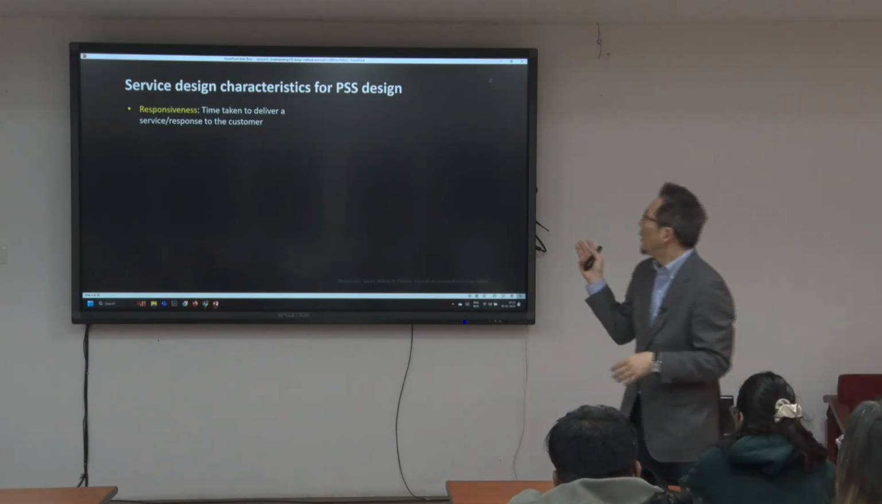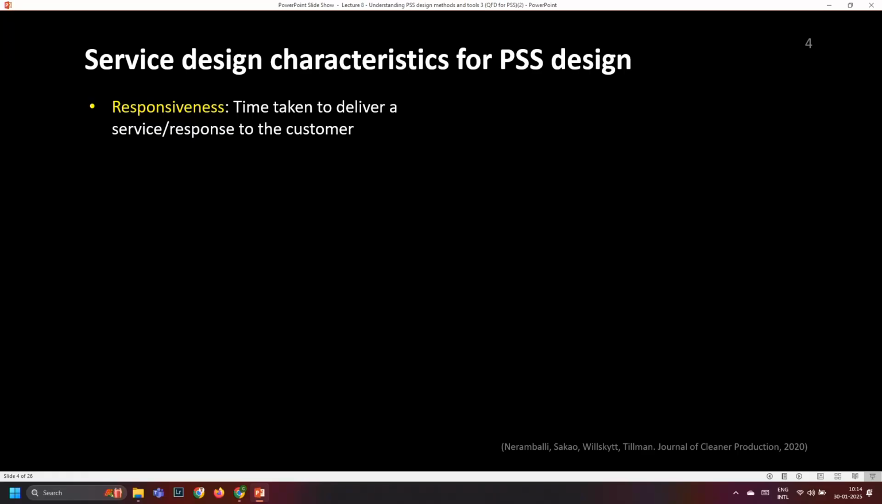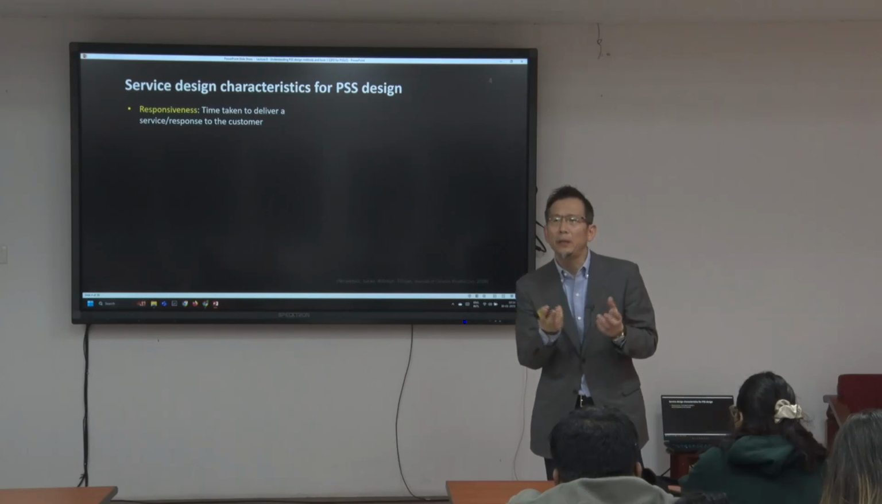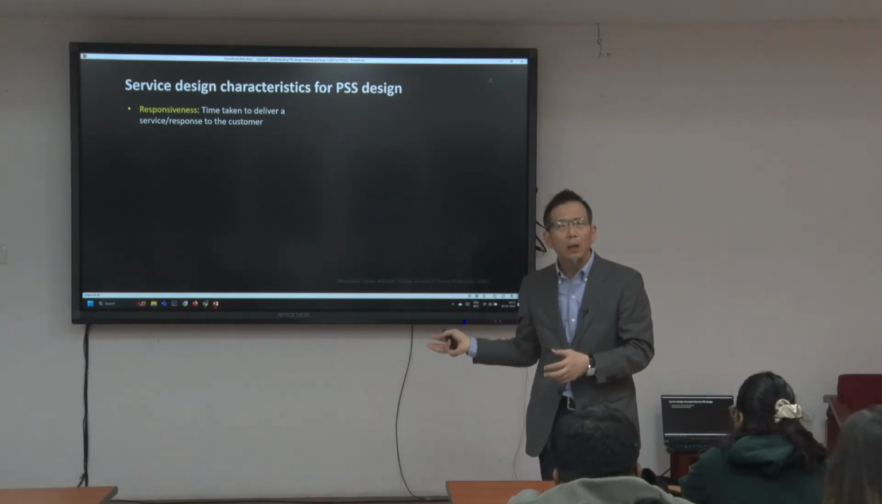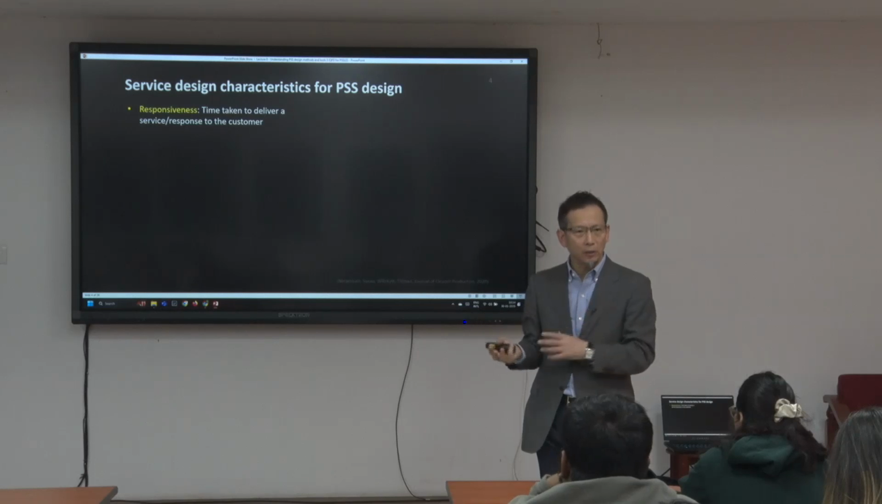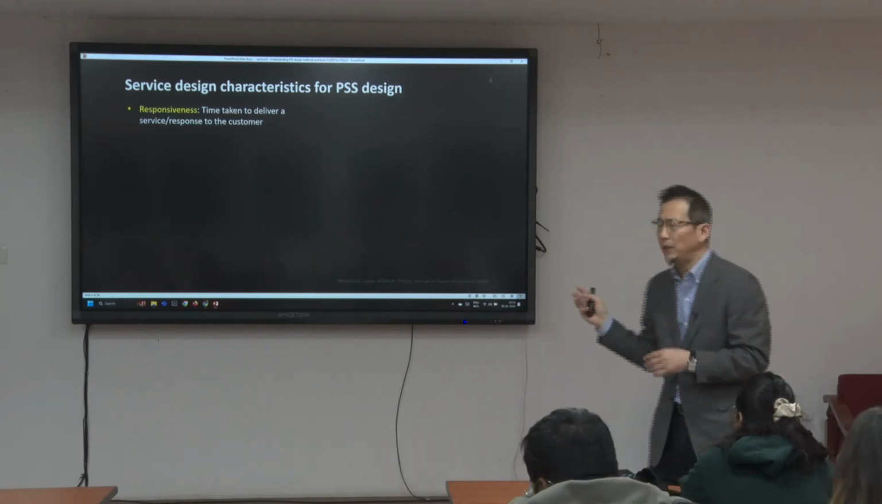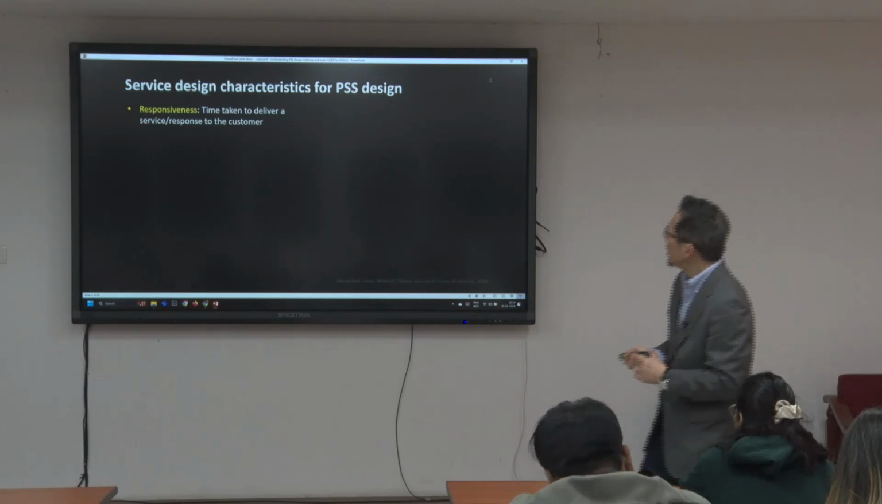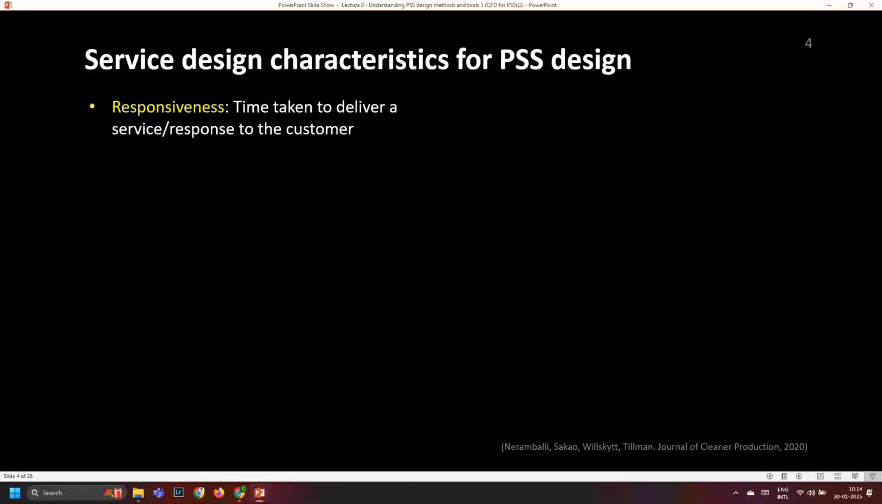But let's think about what are the possible design parameters. In this slide, you will see 6 or 7 categories for such design parameters for a service. But this slide doesn't mean that these are the only categories, but there can be other categories. So don't limit yourself in seeing this slide. So let's start with responsiveness.